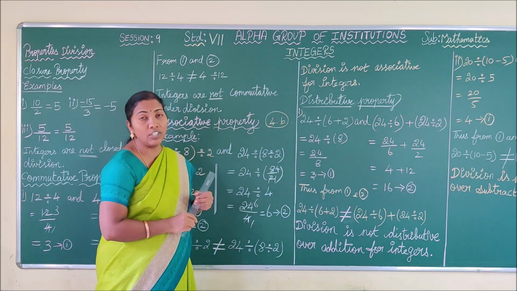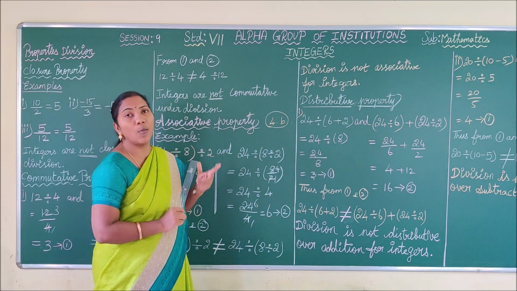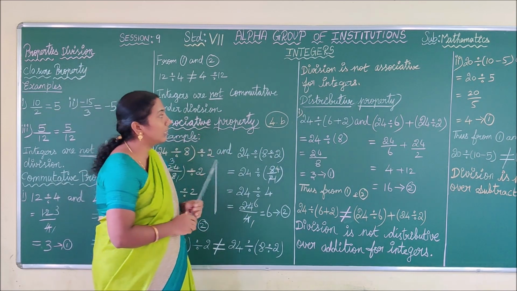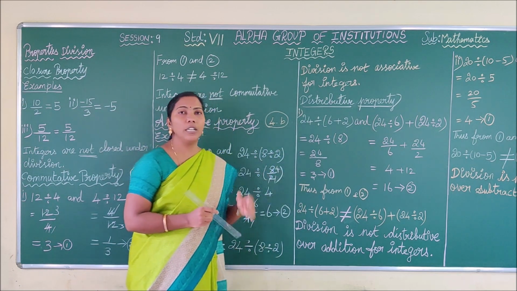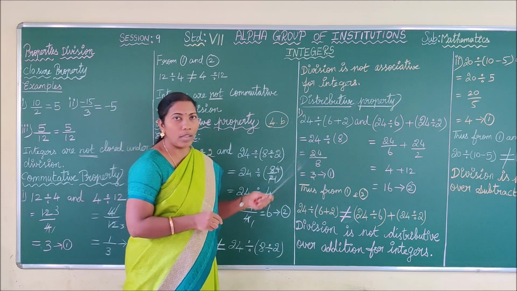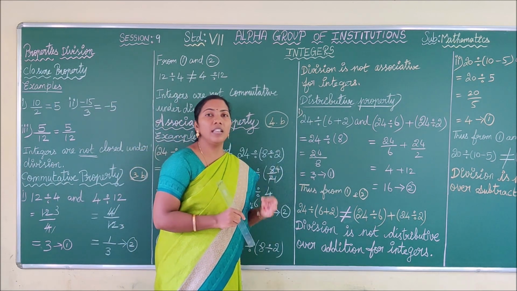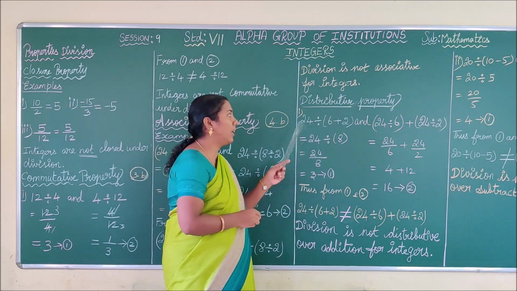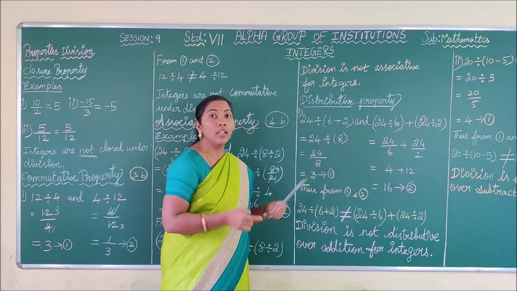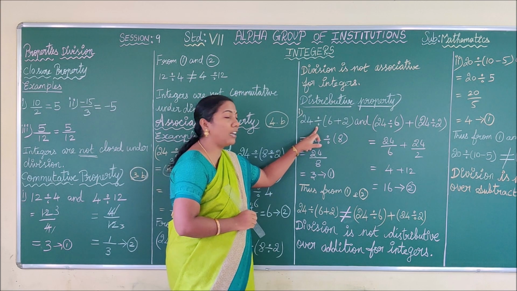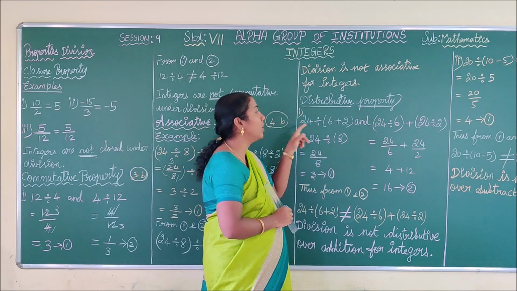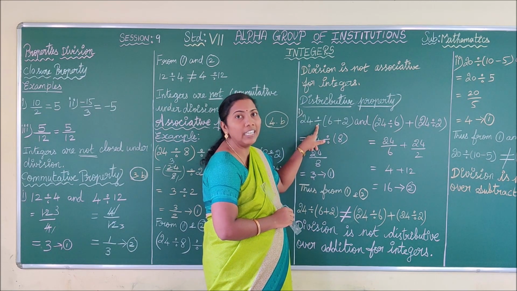Thus for the operation division, closure property does not hold, commutative property does not hold for integers, and associative property also does not hold, children. Okay, let us take the distributive property. For multiplication also we have the distributive property. But for addition and subtraction we don't have this property. Why? For the distributive property we need three integers and two operations. Here we have taken three integers and two operations. What are the two operations? Division and addition. While in the case of multiplication, we have taken multiplication and addition. But in the properties of division, instead of multiplication we are taking division here. It's clear, children?